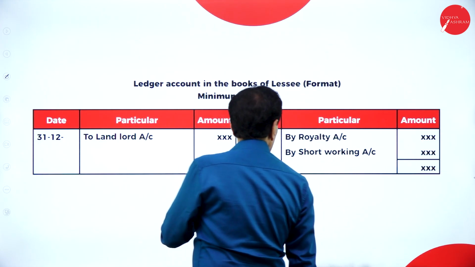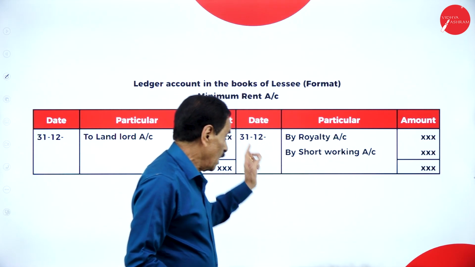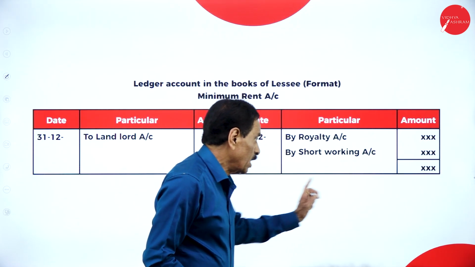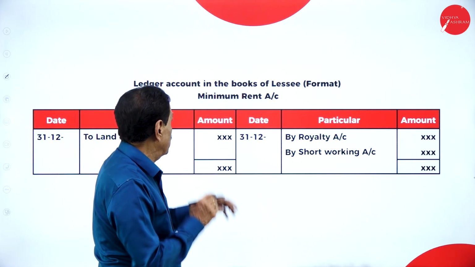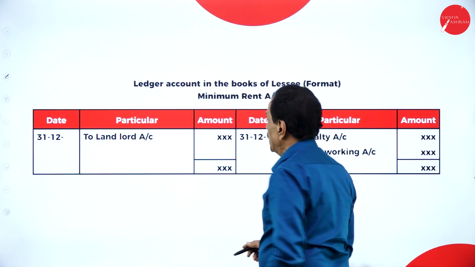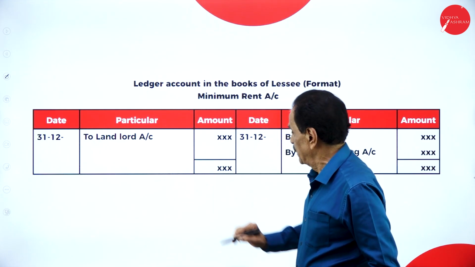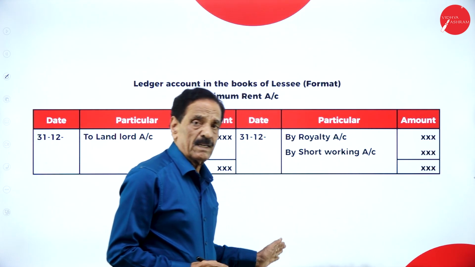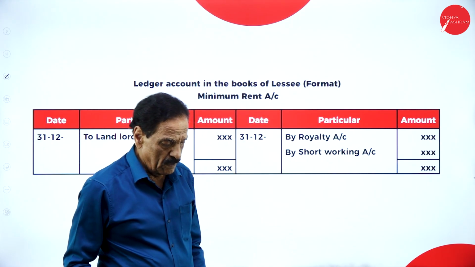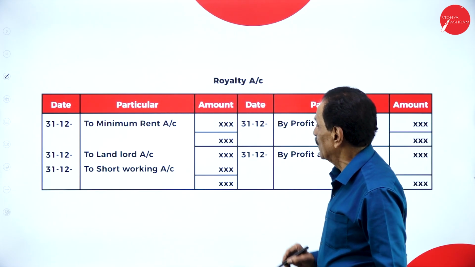For that, how much do you get as royalty? By royalty, by short working. What's the entry? Royalty account debit, short working account debit to minimum rent. So this will be used when the minimum rent is more. What's the entry? Minimum rent account debit to landlord account. And second here, by royalty account, by short working account. Hope you understand. Then royalty account.